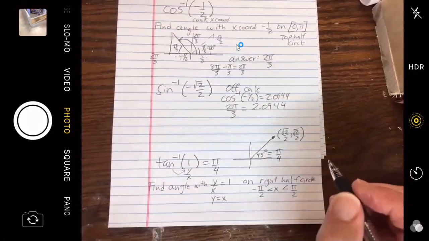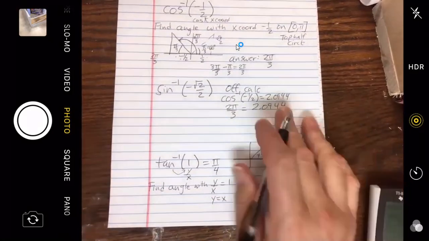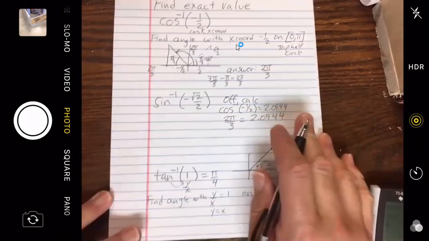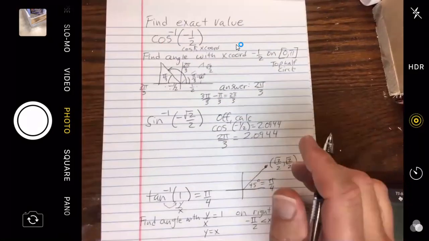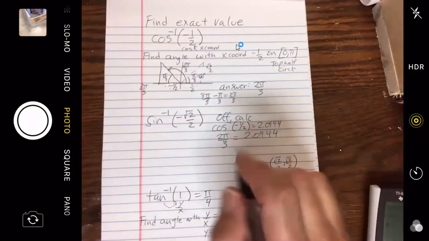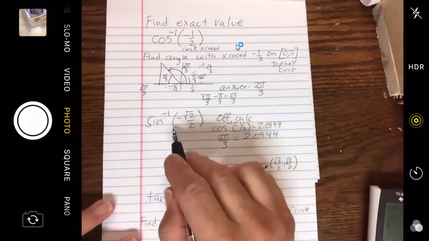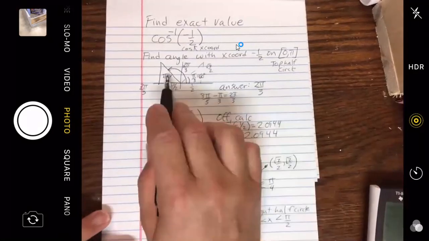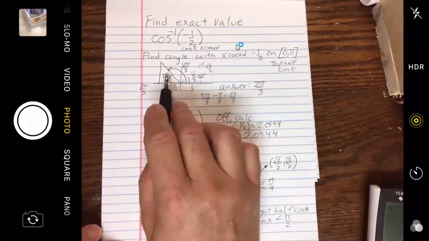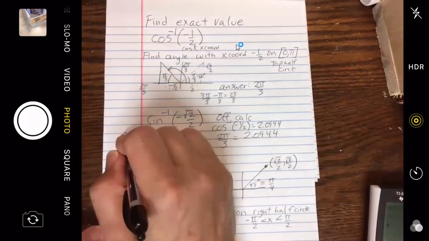So for the first and second one, aren't they both 2 pi over 3? No, I don't believe so. Your arc sine is on the right half circle. See, 2 pi over 3 is in the second quadrant, so that's the top half circle. Arc sine is also going to be on the right half circle.